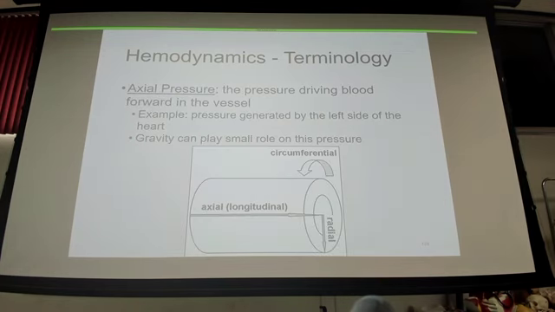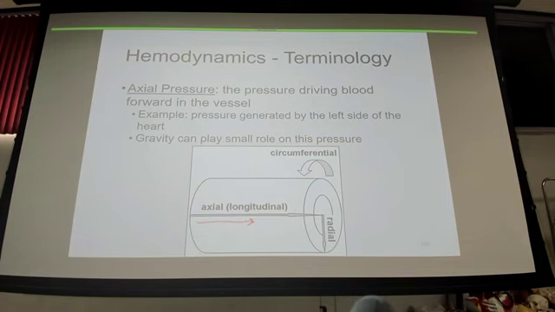Talk about pressures. Axial, longitudinal, going in the direction of blood flow. Circumferential, pressure around the vessel on the outside, and radial is pressure against the wall. Radial is like intravascular pressure. Or excuse me, take that back. Radial is not intravascular. It's a pressure against the wall on both sides. So we'll talk about what intravascular pressure is in just a second.